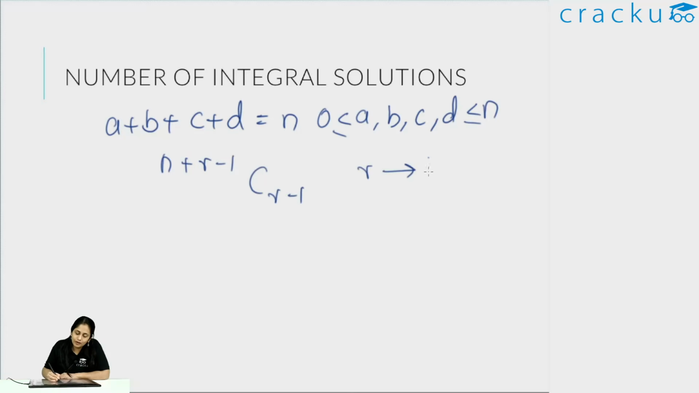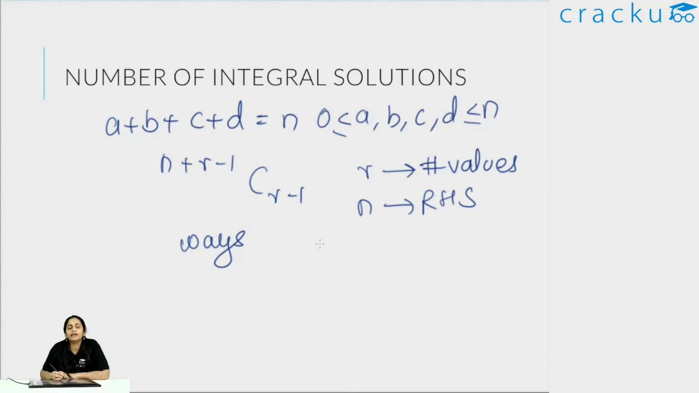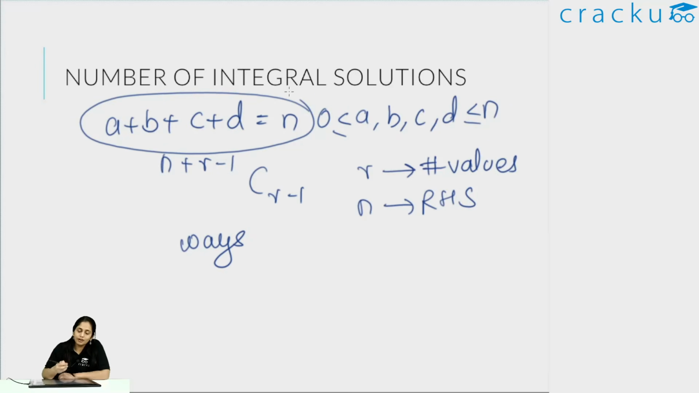Here r is the number of variables, which in this case is 4 variables: a, b, c, d. N is the sum that it is adding up to, so that is the RHS of the equation. N plus r minus 1 C r minus 1 gives you the number of non-negative integral solutions for this particular equation, or in how many ways this can occur such that the sum of the distribution is n. So the number of non-negative integral solutions is given by n plus r minus 1 C r minus 1.